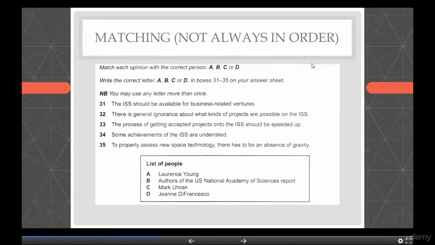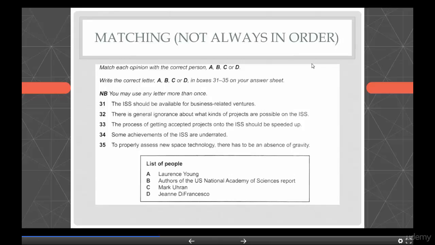Next, we have our matching question. Sometimes it goes in order. Sometimes it doesn't. So just be aware of that. But your matching question is pretty much exactly how it's described. When you look at number 31, you have to be able to know which of A, B, C, or D is a match for number 31. So what that means is you have to find the keywords in the passage for number 31, and then read that sentence where you see the keywords for number 31, and you'll know which name belongs with number 31.